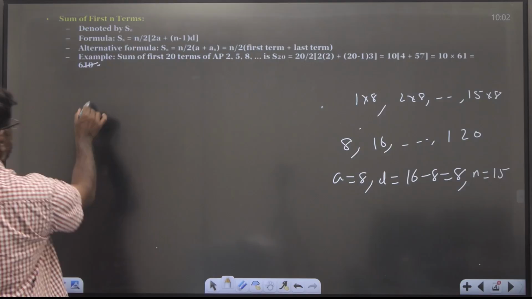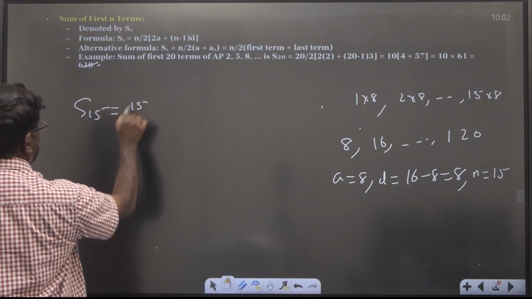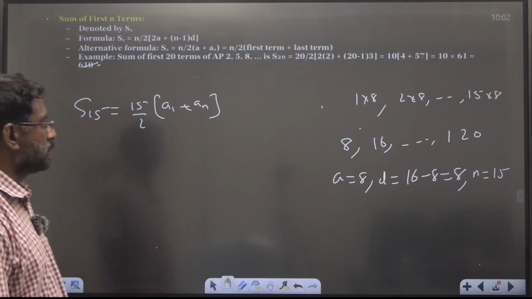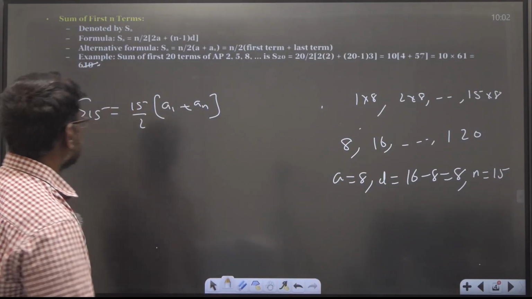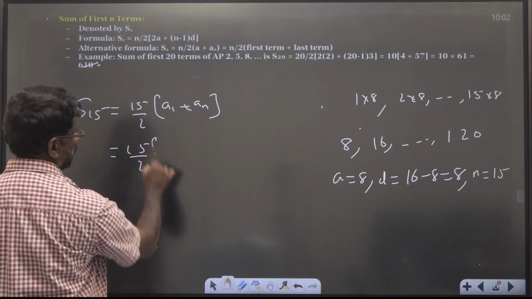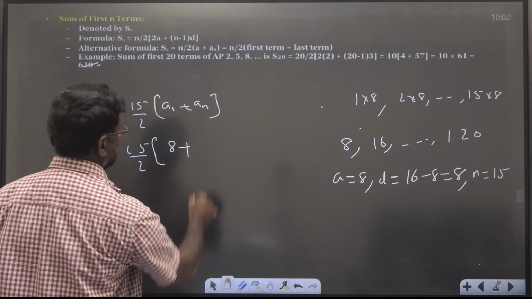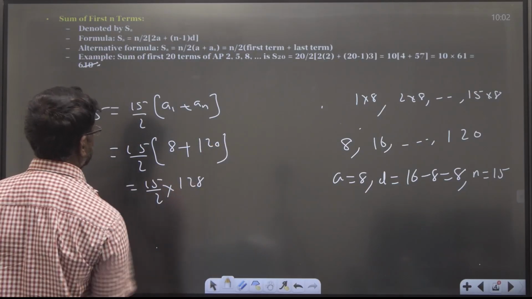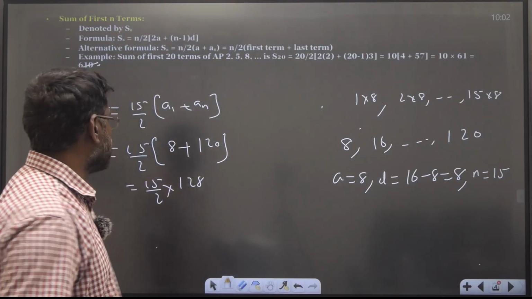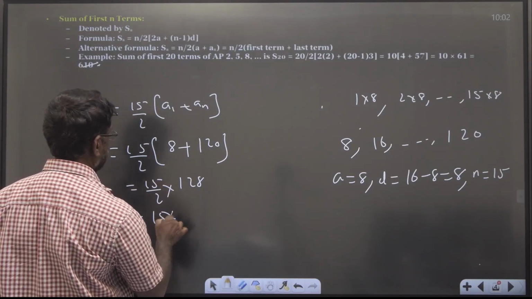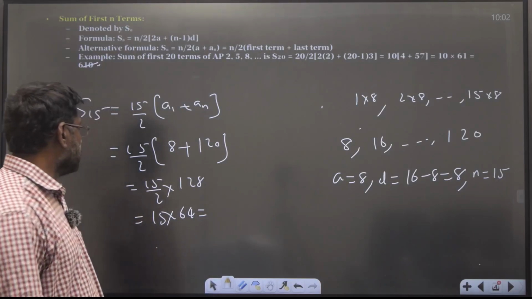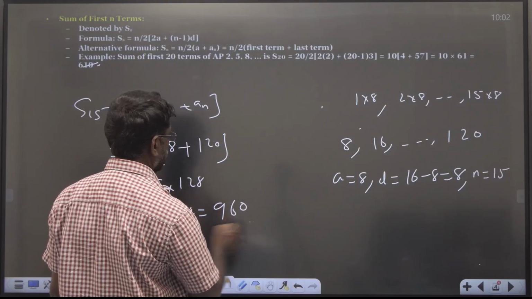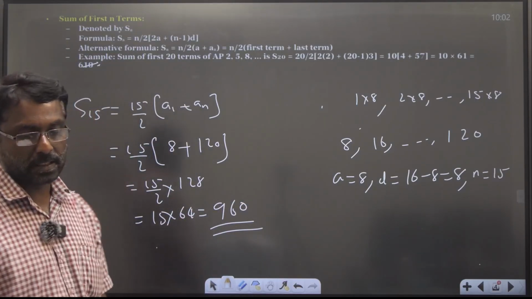Okay, what is S15? 15 by 2 into first term plus last term. We can use this formula because the first and last terms are known. That is 15 by 2 into, what is a? 8, plus an, 120. That is 15 by 2 into 128, which is equal to 15 into 64, since 128 by 2 is 64. 15 into 64 is equal to 960. 960 is the answer.